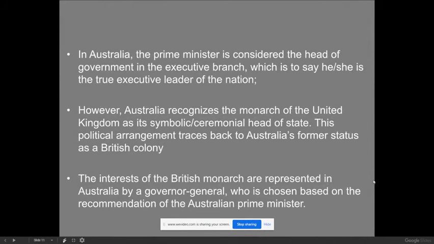In Australia, the Prime Minister is considered the head of government in the executive branch, which is to say he or she is the true executive leader of the nation. However, Australia recognizes the monarch of the United Kingdom as its symbolic or ceremonial head of state. This political arrangement traces back to Australia's former status as a British colony. The interests of the British monarch are represented in Australia by a Governor-General who is chosen based on the recommendation of the Australian Prime Minister.